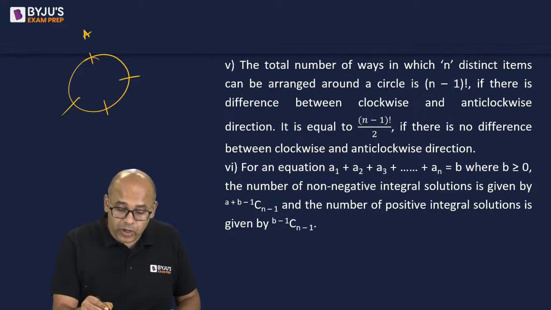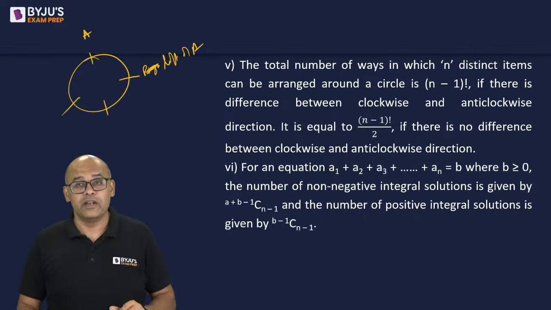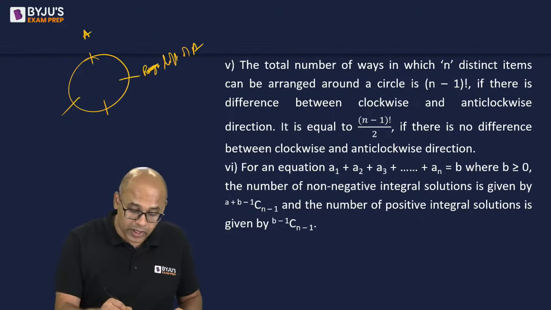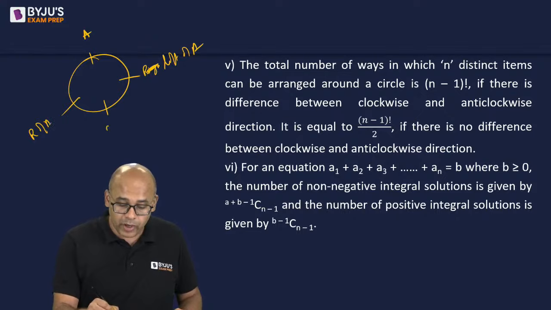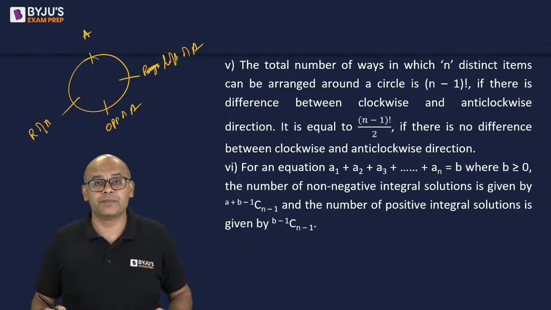Why? This will be called right. This is called left of A. Correct? Because now A is there. So once A is sitting, the second position will be called left of A. And this will be called right of A. This will be called opposite of A. So now you have identification of the other 3 seats.